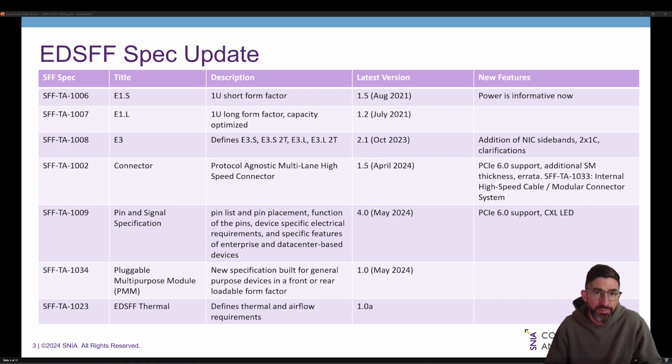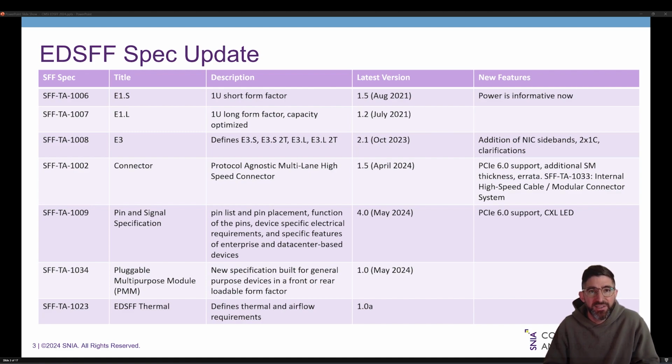Now, this is a general purpose form factor. The first that we're going to see is potentially the ability to take something like an OCP NIC, which already leverages the SFF-TA-1002 connector. It uses the x16 variant of that for most of the OCP NICs, but being able to have it in a pluggable form factor that's hot pluggable like an E3.